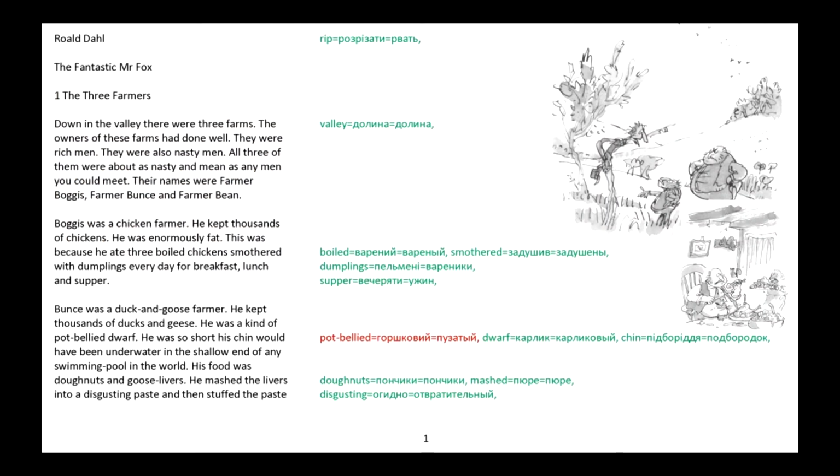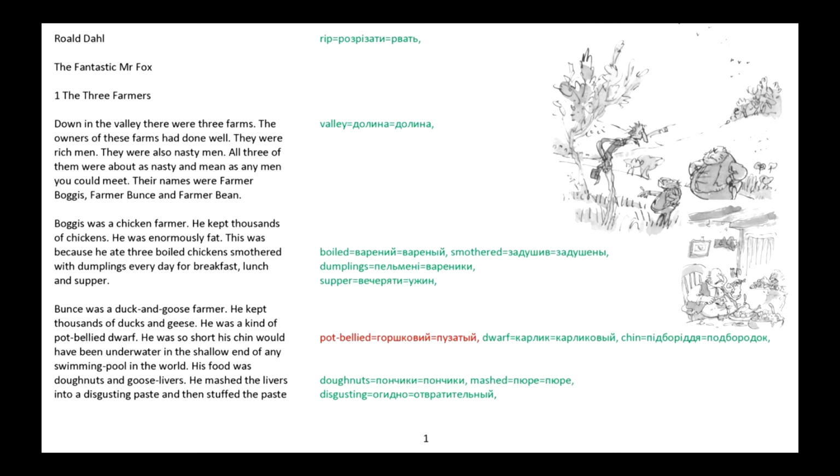Roald Dahl, The Fantastic Mr. Fox. Chapter 1, The Three Farmers. Down in the valley there were three farms. The owners of these farms had done well. They were rich men. They were also nasty men. All three of them were about as nasty and mean as any men you could meet. Their names were Farmer Bogus, Farmer Bunce, and Farmer Bean.